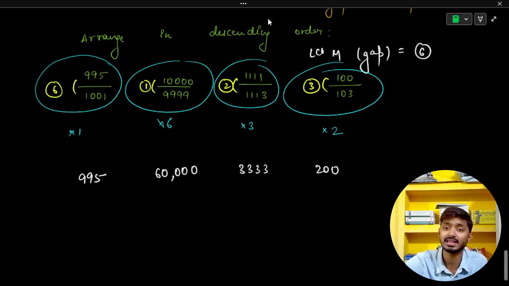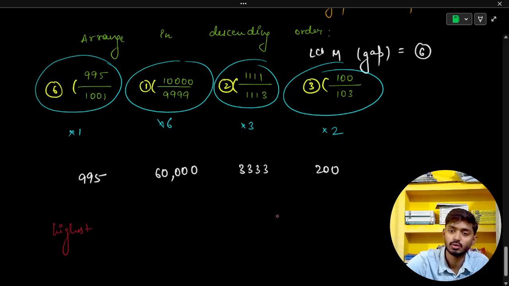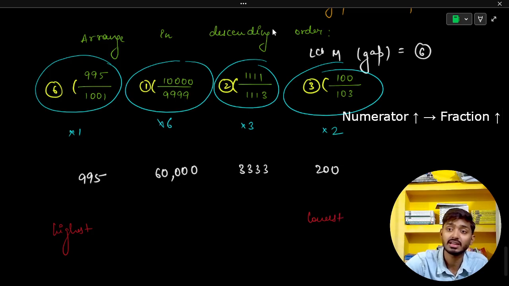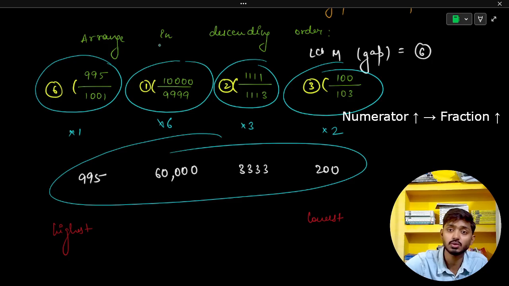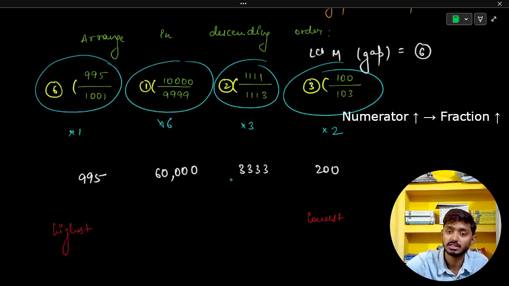If we are supposed to arrange these in descending order, descending over here means highest to lowest. We'll arrange these as well from highest to lowest. Highest one of all is 60,000. Second one would be 3333. Third would be 995, and fourth would be 200. Write their respective fractions accordingly.